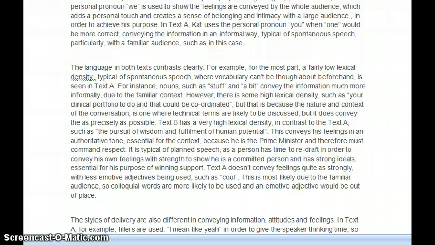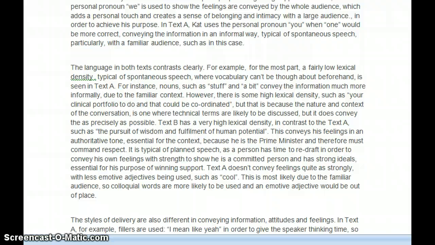However, there is some high lexical density, such as your clinical portfolio to do, and that could be coordinated. But that is because the nature and context of the conversation is one where technical terms are likely to be discussed, but it does convey as precisely as possible the something. Proofread your work, check that you've not got any missing words.